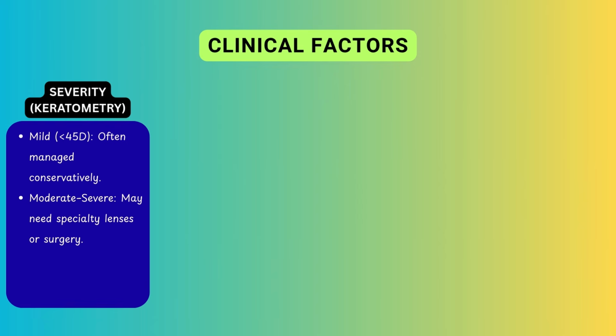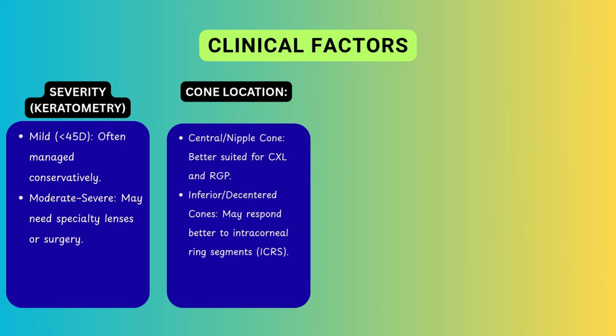Next is the cone location. This is also important. Central nipple cones are good candidates for cross linking and even for soft lenses and RGPs, whereas inferior cones, decentered cones may benefit more from surgical options and advanced group of lenses.